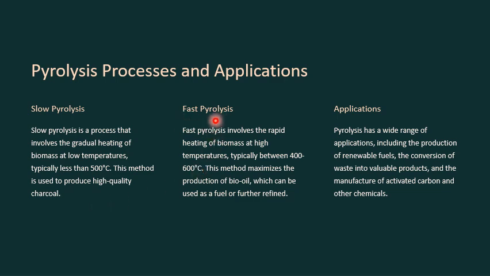So you have fast pyrolysis. Fast pyrolysis involves the rapid heating of biomass at a high temperature, typically between 400 to 600 degrees Celsius. And as we know, temperature is the measure of the average kinetic energy molecules have in a system. So obviously, hence the name fast, because the temperature is higher than that of the slow process. This method maximizes the production of bio-oil, which can be used as fuel or for further refining.